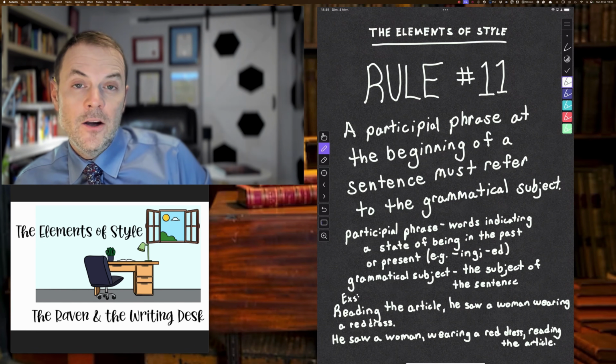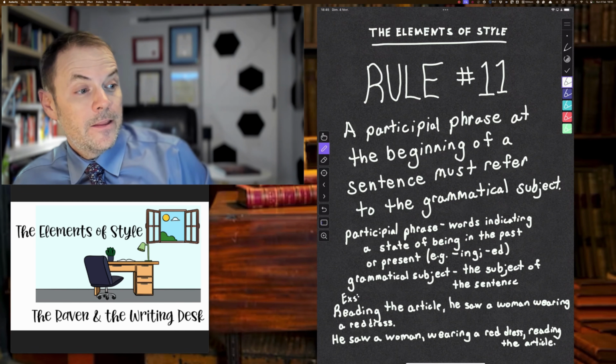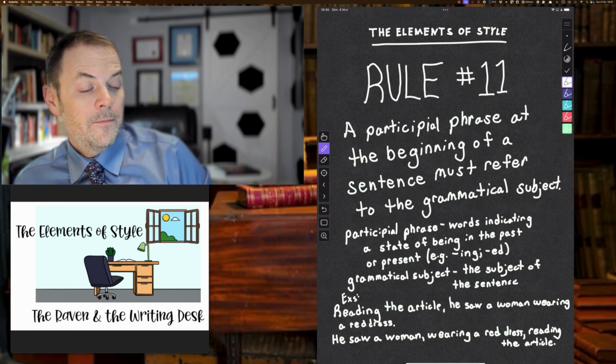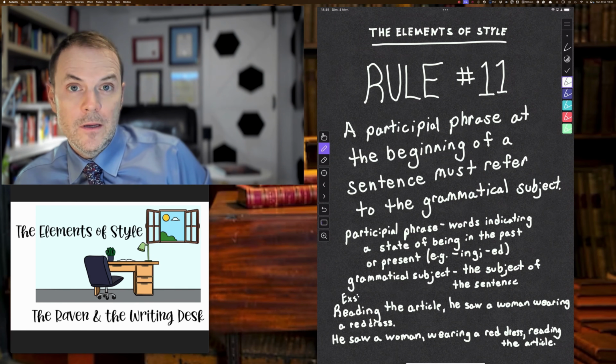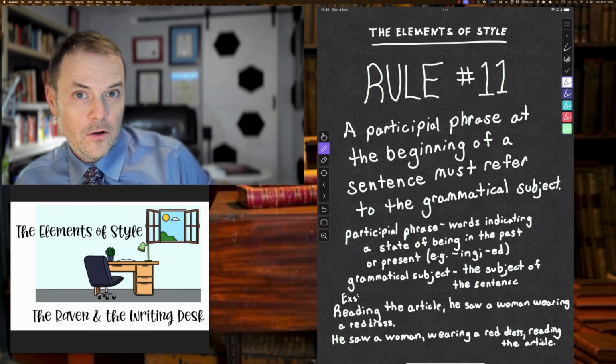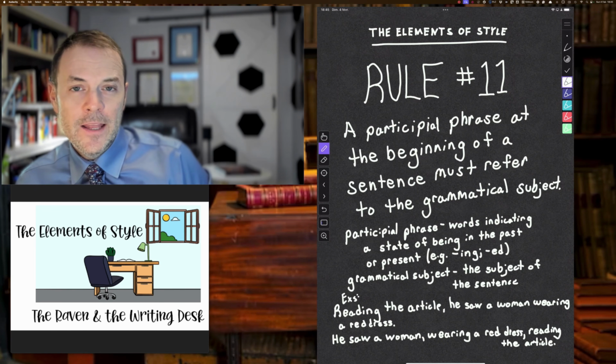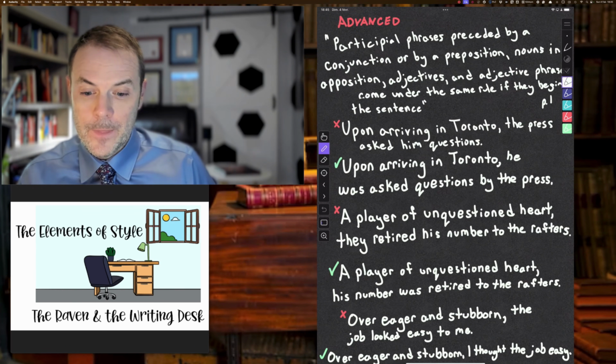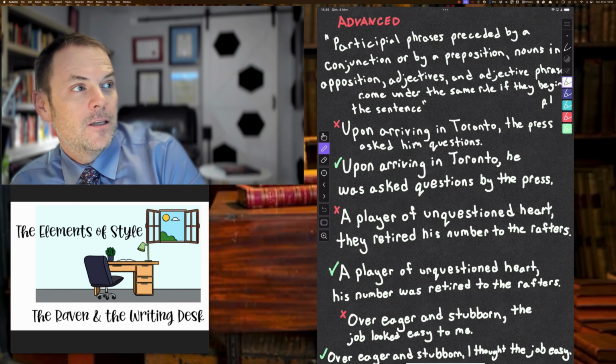Who is reading the article? In the first example, it is he. And in the second example, it's the woman, who also happens to be wearing a red dress, who is the one reading the article. If you're not careful, this rule points out that some results could be really funny. It's also known as a dangling participle, and you don't want your participles dangling. Let's go on with this.